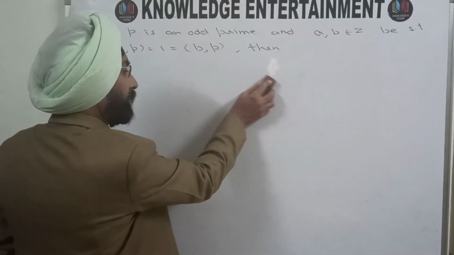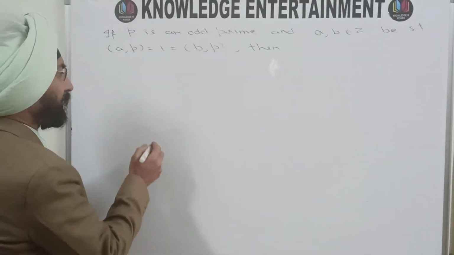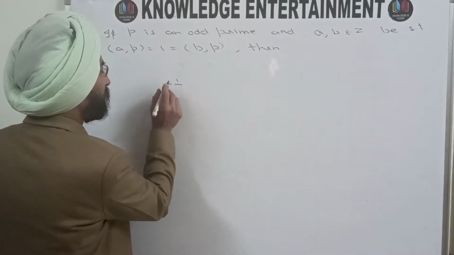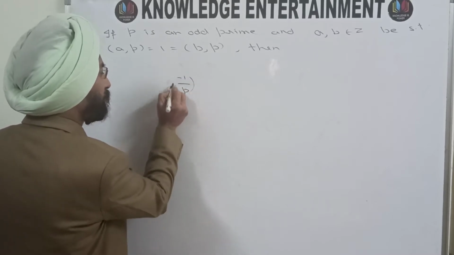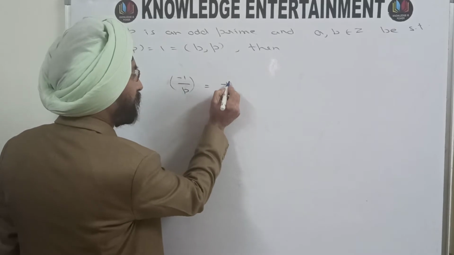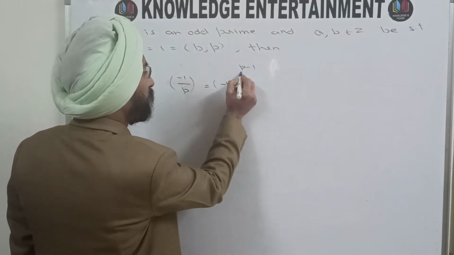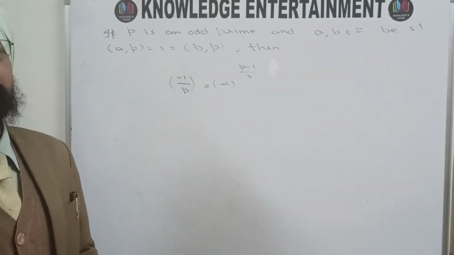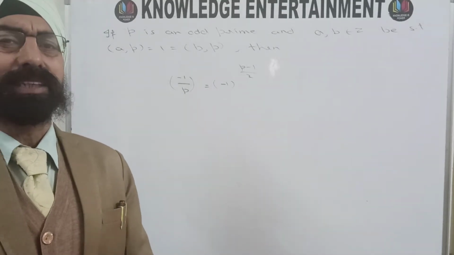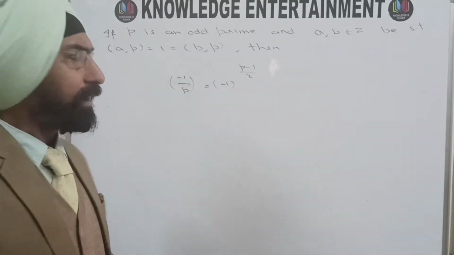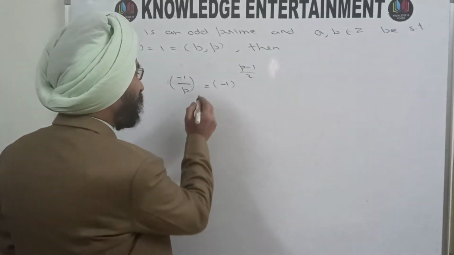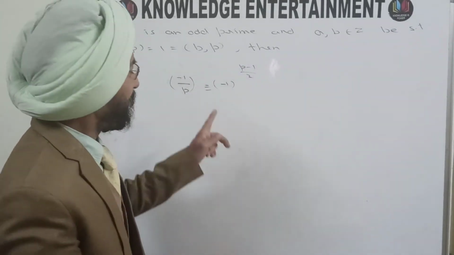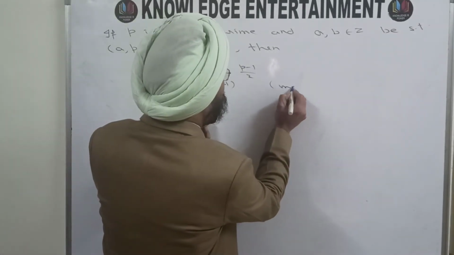And the last useful result regarding this is that minus 1 upon P Legendre symbol is equal to minus 1 raised to the power P minus 1 by 2, and that can directly be followed using Euler's criterion. Just replace A by minus 1: A by P Legendre symbol is equal to A raised to the power P minus 1 by 2. In fact, by using Euler's criterion, it is congruent to this modulo P.